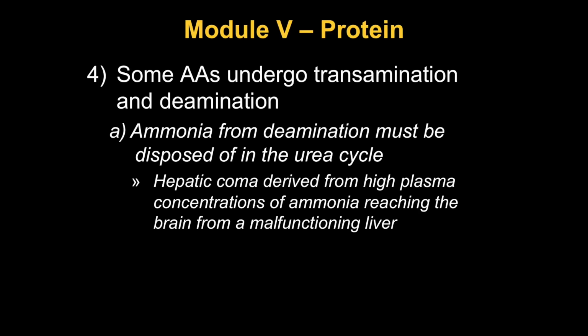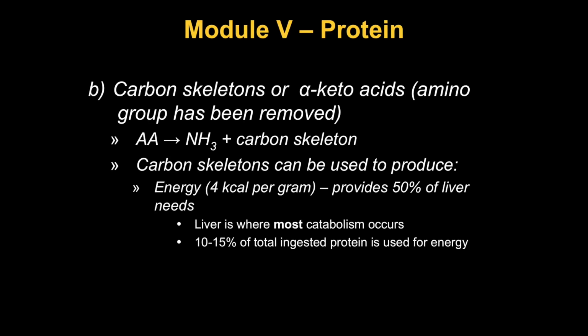So the stuff that we have left over, as I mentioned, is what we call a carbon skeleton. They're also called keto acids or alpha keto acids. And this is basically an amino acid without the amine group. And the neat thing about these carbon skeletons is that we can make other things out of them. So we can actually use the carbon skeletons for energy. We can make some glucose out of them. And in fact, the liver can use these carbon skeletons for about half of its energy needs. So this is basically where you're going to see the most catabolism of protein, within the liver. So about 10 to 15% of total ingested protein is going to be used by the liver for ATP production.